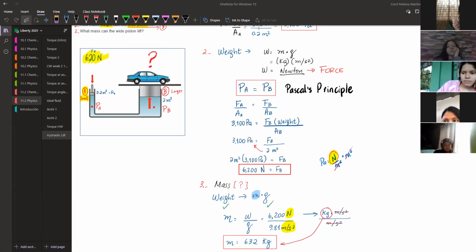So this is where the kilogram comes from. Okay? That's why your final answer there, mass, is in kilograms because of a reason. What's the reason? The one that I just explained.